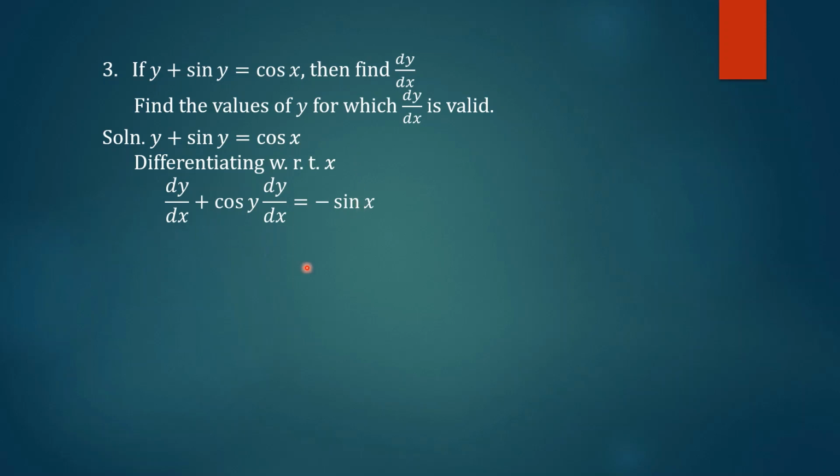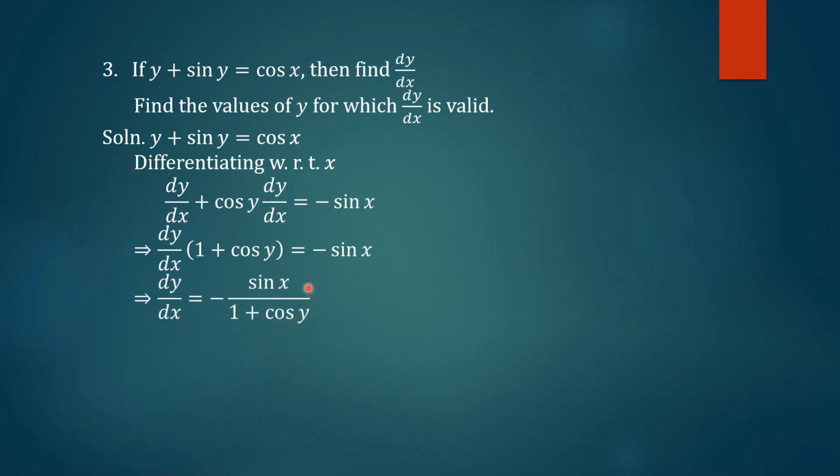Now taking dy/dx common, it is (1 plus cos y) dy/dx equal to minus sin x. Then just dividing, dy/dx is equal to minus sin x divided by 1 plus cos y. So this completes the first part of the problem, to find dy/dx.